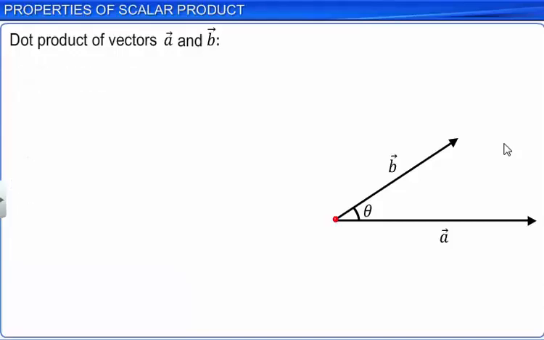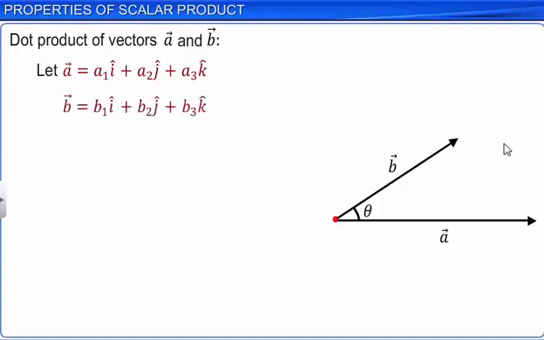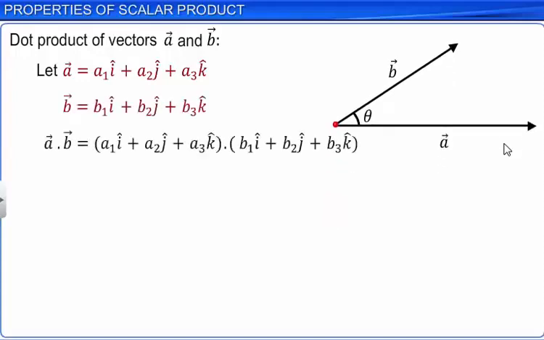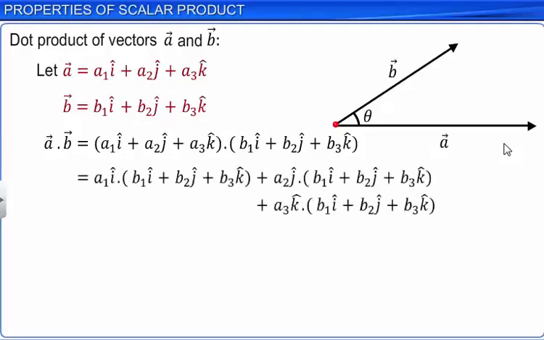The distributive property of dot product helps us find the dot product of two vectors given in their component form. Consider two vectors A and B. To find the dot product of vectors A and B, we multiply their component forms. We know that dot product is distributive. Using the distributive property, we can expand the dot product as shown here.